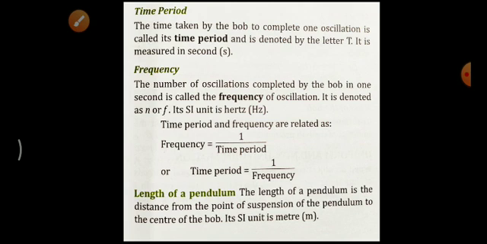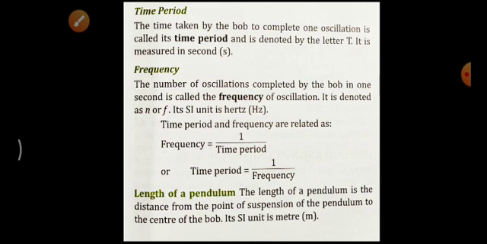Yes, so how much time it is taking to complete one oscillation, all of you have understood that. To complete one oscillation, the time it takes is called the time period of the simple pendulum, and it is denoted by the capital letter T. It is measured in seconds, because this is time, so obviously the unit of time period is second only. So the time taken to complete one oscillation is called the time period.